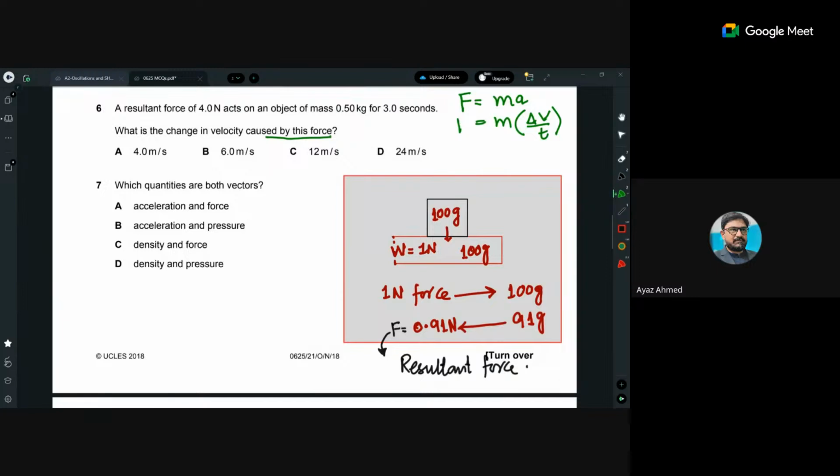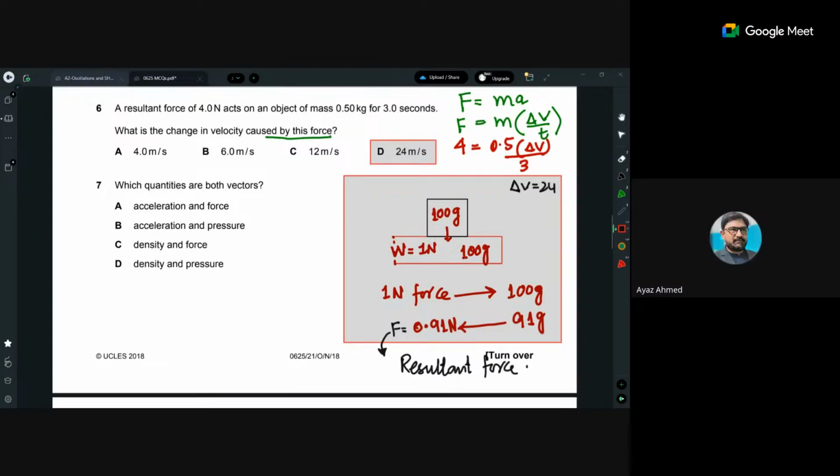Is it clear? Now look: force is how much, 4 Newton. Mass is 0.5 kg, and you have to calculate change in velocity where your time is 3 seconds. Just cross multiply this, and find the value of delta v for me. It will be 24. Okay, yeah, 24. Got it.